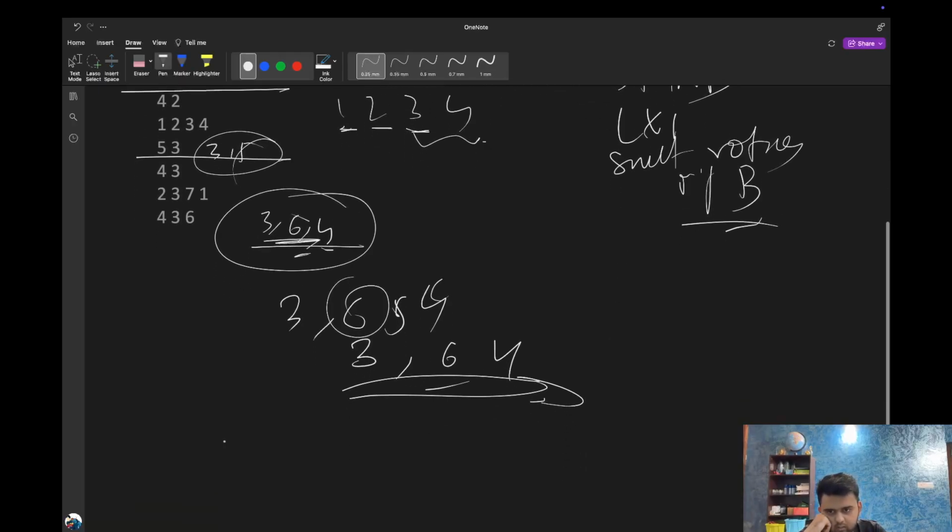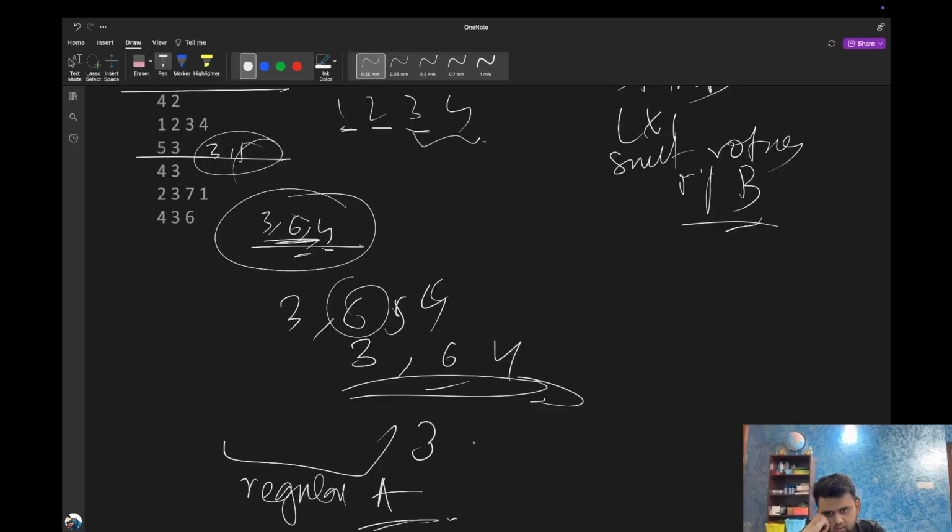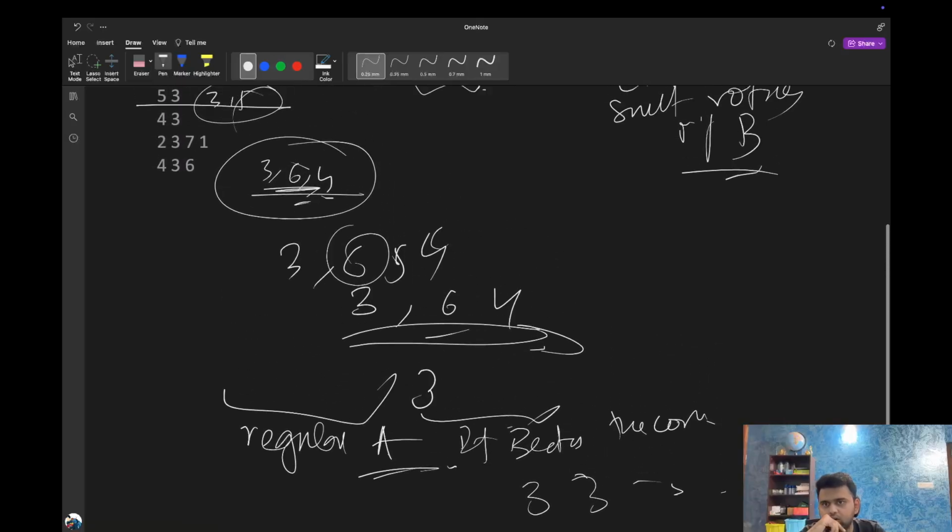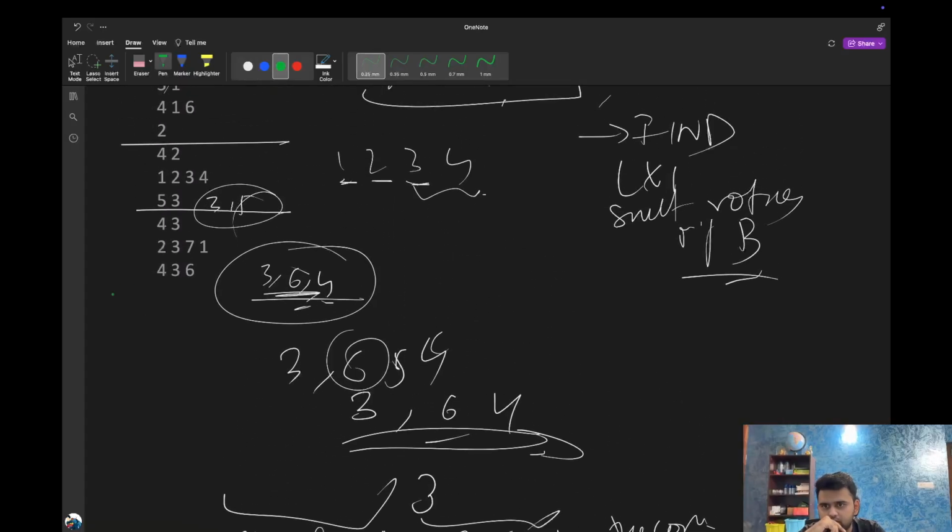So it's going to be regular A, then 3, and if it beats, then continue, else it's just going to be 3 3 3 3 and then 6 4. Let me just confirm. So you have 2 3 6 4, right?